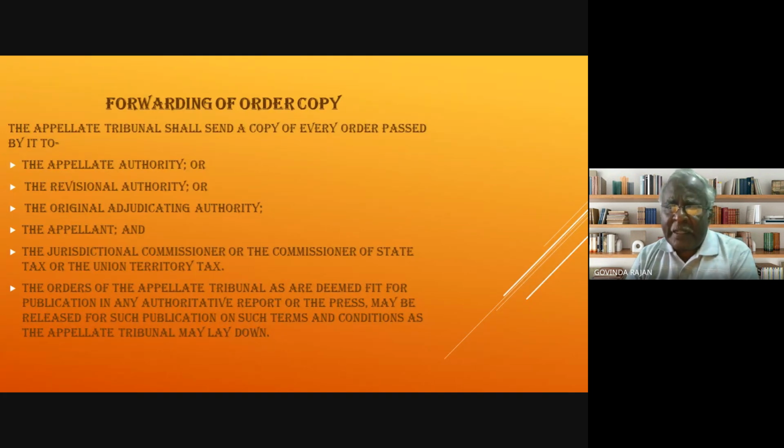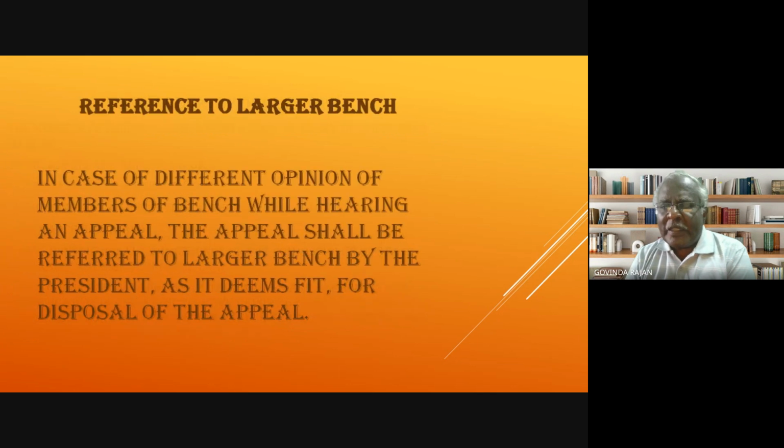Another thing is, we may see many journals, such as Taxmann, publishing the orders. Only if the tribunal gives permission, they will publish such orders. At the time of passing the order, the orders may be published in the journal subject to such terms and conditions as the appellate tribunal may lay down. So any order cannot be published by any journal independently.